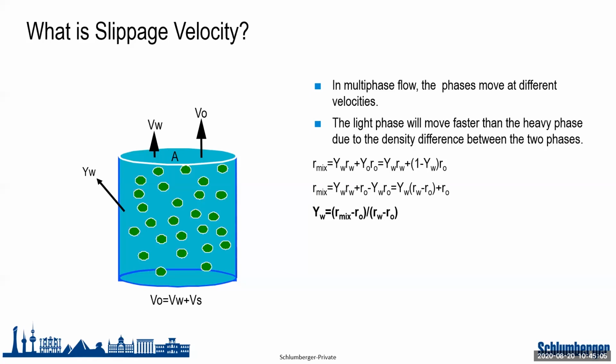And if we actually apply our equations, we can see that the holdup of water is going to be equal to the density of the mix minus the density of oil, divided by the density of water minus the density of oil, okay? The density of the mix is something that we are measuring. The density of the oil and the density of the water, the downhole densities, is something that you get from PVT data, from customers.